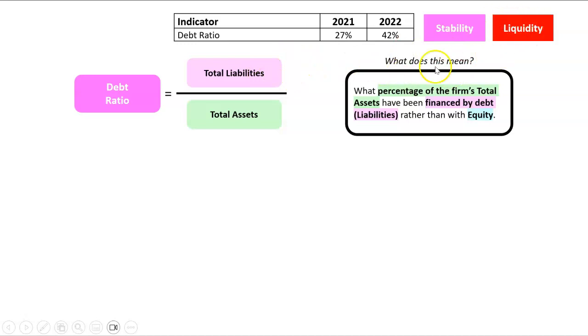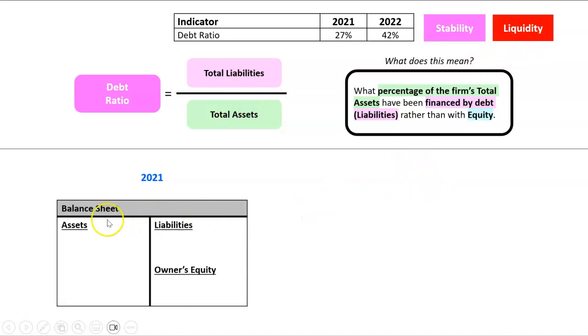Liquidity is about short-term debts. However, part of your total liabilities and total assets will be current, so therefore it does measure liquidity as well. What is this one telling us? Well, when we look at a balance sheet, a business, all it is is a balance sheet. It's just a list of stuff it owns called assets, a list of stuff it owes called liabilities, and then the owner's interest in those assets, which we call owner's equity.